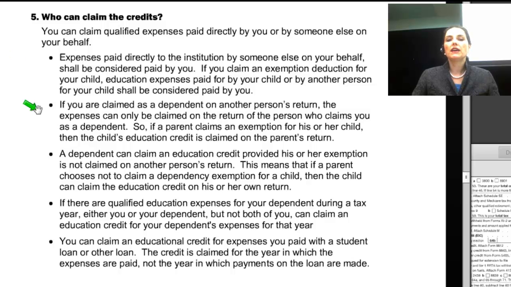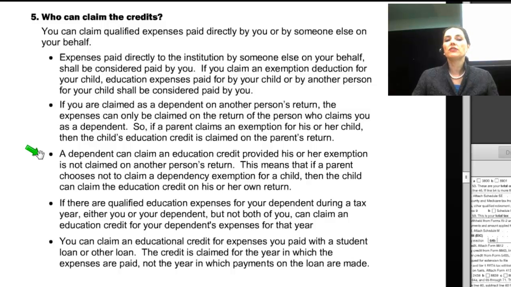If you are claimed as a dependent on another person's return, the expenses can only be claimed on the return of the person who claims you as a dependent. So if a parent claims an exemption for his or her child, then the child's education credit is claimed on the parent's tax return, and the child cannot claim the credit himself. A dependent can claim an education credit provided his or her exemption is not claimed on another person's return.